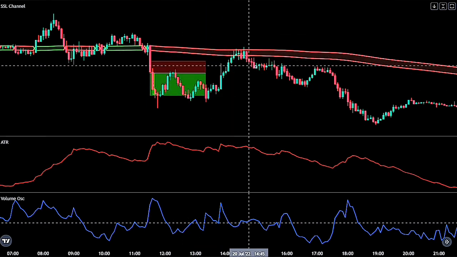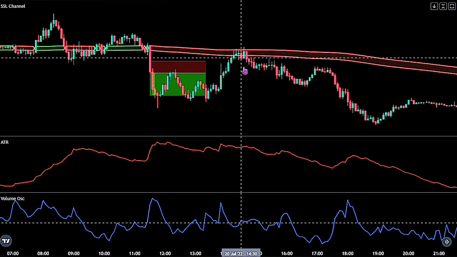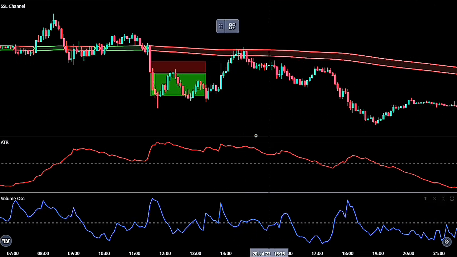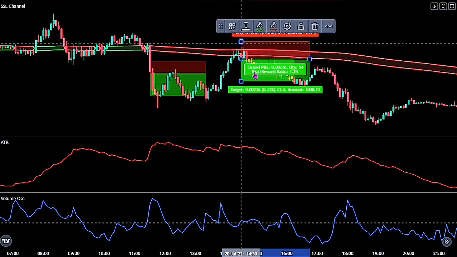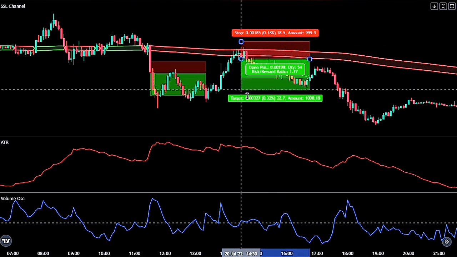Also, the extra entry tip remains the same. We would want to see the price retrace back to the SSL channel, and we would wait for the next candlestick to break out and close in the direction of the SSL channel. Also, we would want to see our volume indicator above the zero line before we go ahead and place a sell trade. We would also be using the 1.8 risk to reward ratio, as our stop loss would be 2 times the value of the ATR.